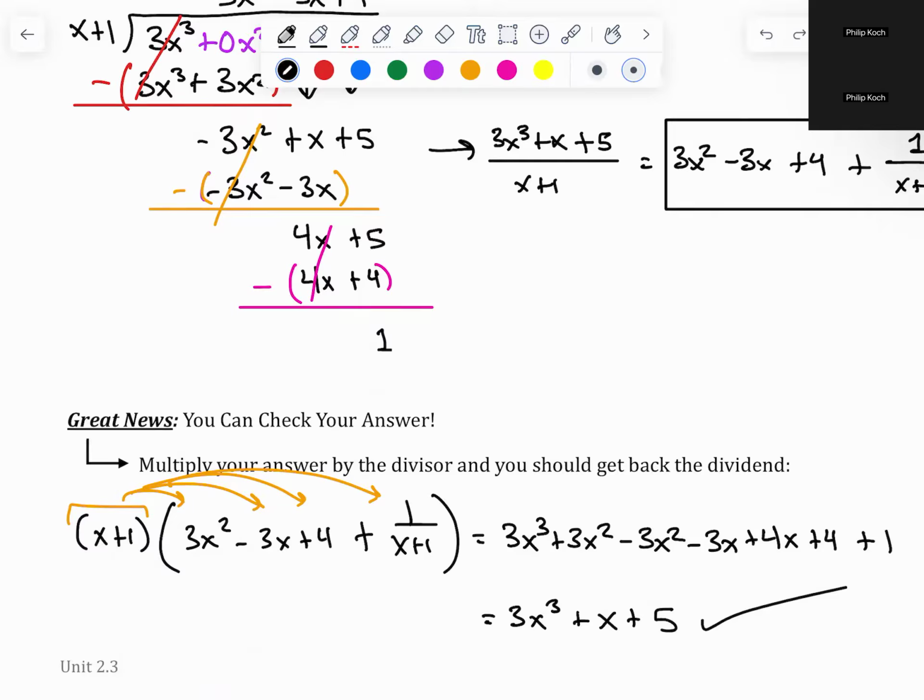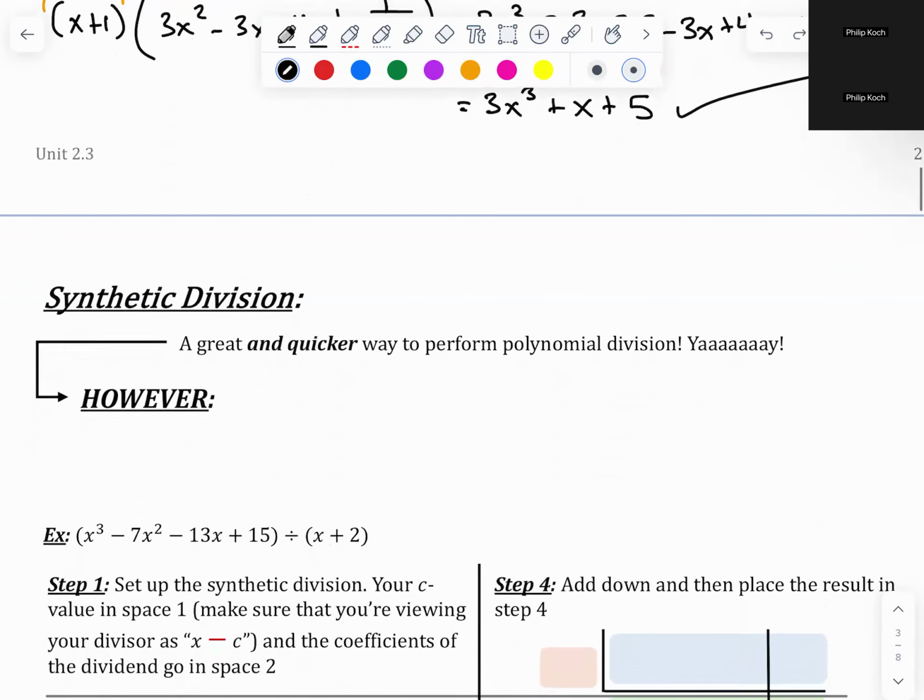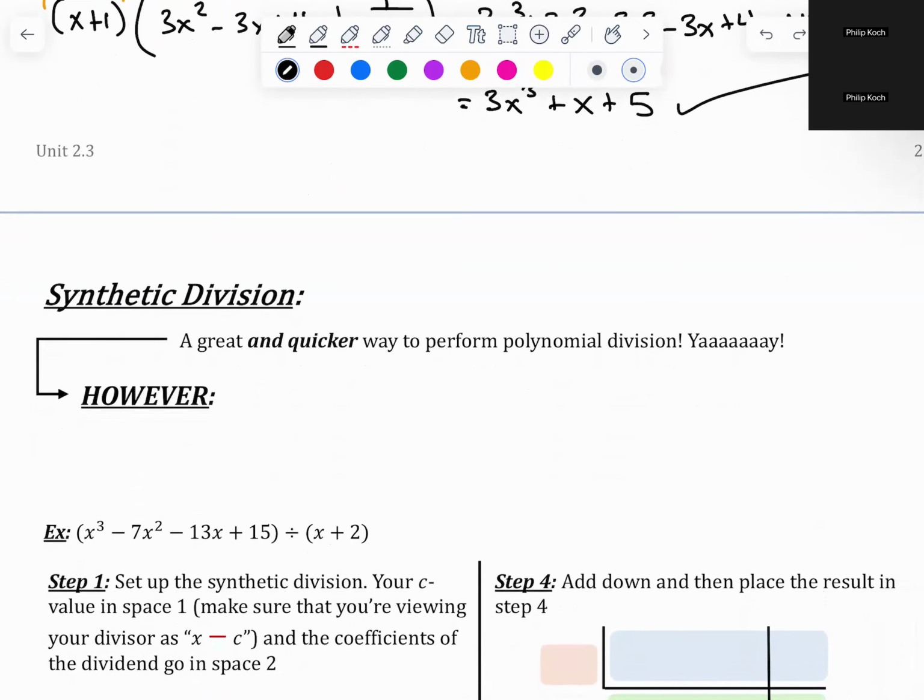Any other questions? If not, we will move on to a different division technique other than the long division technique. Because you might be wondering, good God, Phil, do I really have to do that every time? No, not every time. Some of the times.